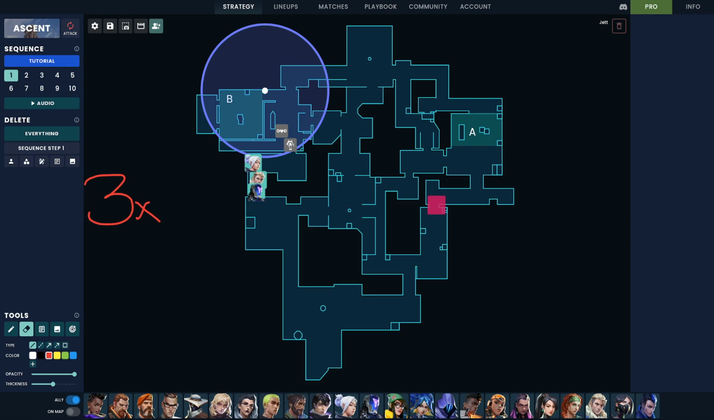So for example, out of these 3 pieces of utility that were thrown, which one do you think is enough to sell the fake? Do you think it's the dart, the drone, or the flash? Where do you think the enemy starts to believe that this is an actual push? Ask yourself that question. What do you think is the answer? I'd say it's the dart, because you can see it on the map, so it gives you more insight on where they will be.